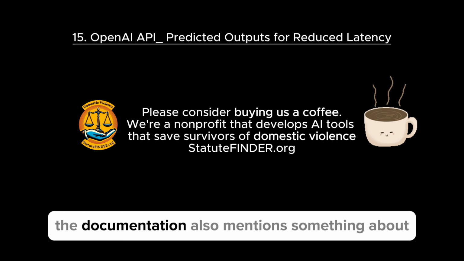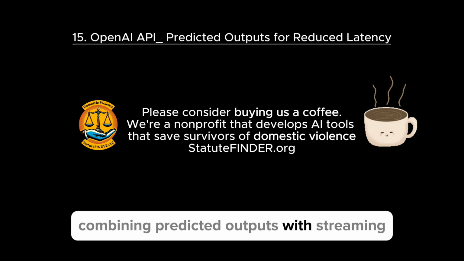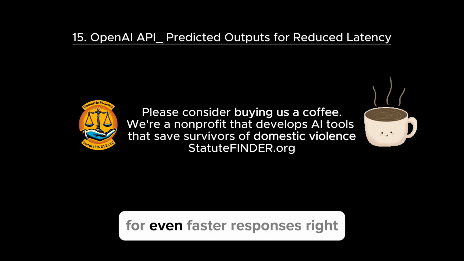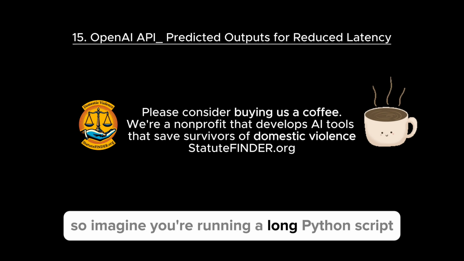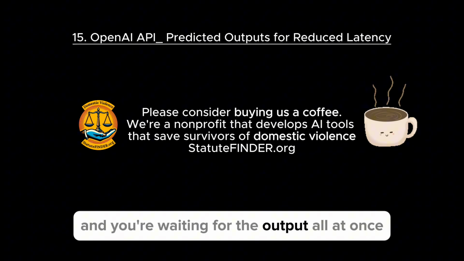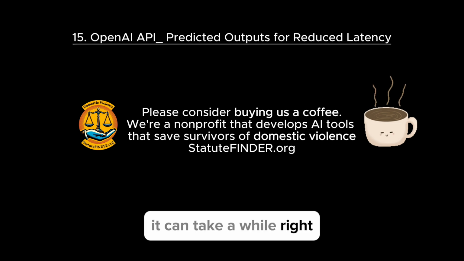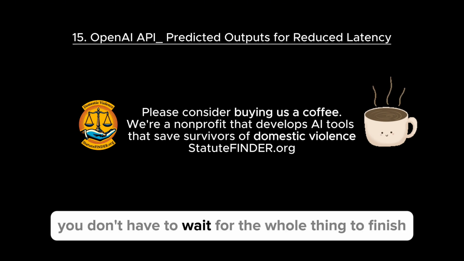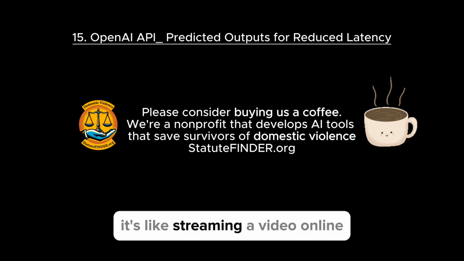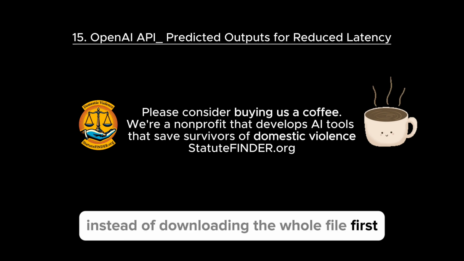Now, the documentation also mentions something about combining predicted outputs with streaming for even faster responses. Right. What's that all about? So imagine you're running a long Python script and you're waiting for the output all at once. It can take a while, right? Oh, yeah. Streaming lets you get the response in chunks, so you don't have to wait for the whole thing to finish. It's like streaming a video online instead of downloading the whole file first.